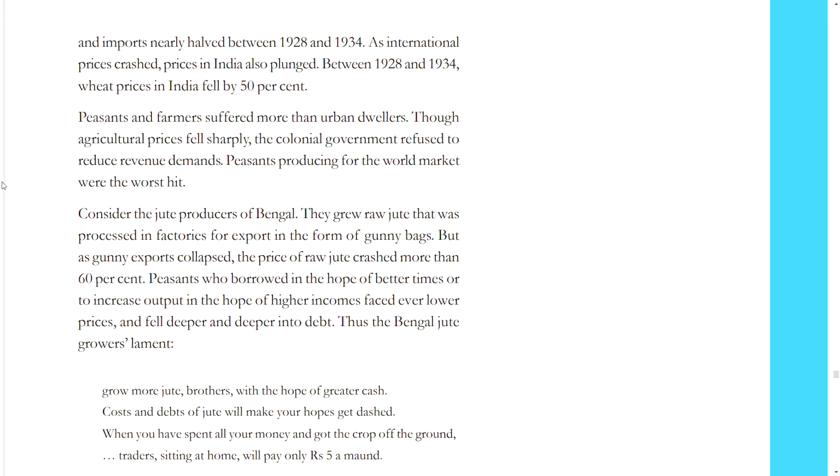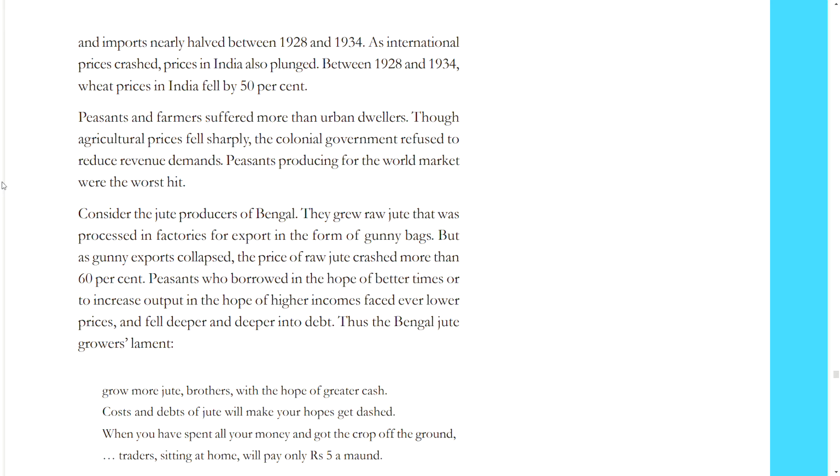Though agricultural prices fell sharply, the colonial government refused to reduce revenue demands. Peasants producing for the world market were the worst hit. Consider the jute producers of Bengal. They grew raw jute that was processed in factories for export in the form of gunny bags. But as gunny exports collapsed, the price of raw jute crashed more than 60%.